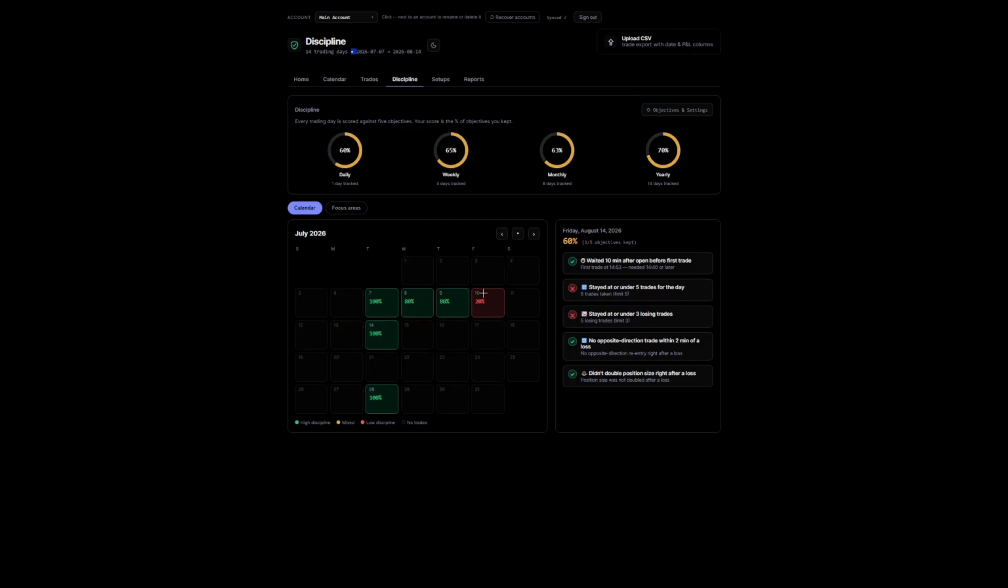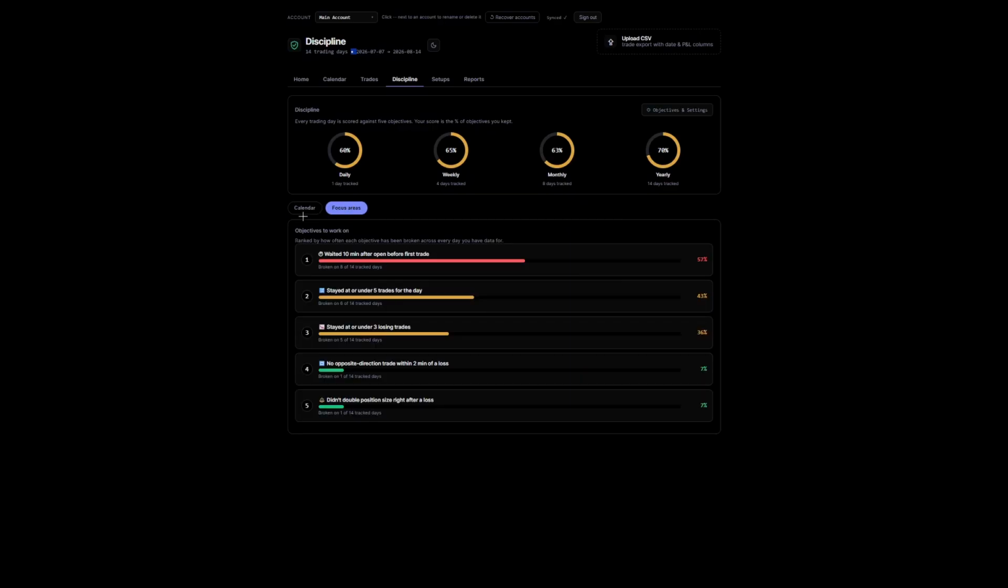You can go back to last month. Last month was really good, actually, to be fair. But yeah, this month still has some things to work on. These are the focus areas that I need to work on.